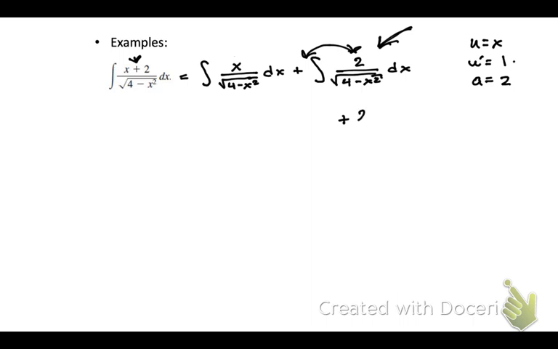So we're going to have 2. Why do we have 2 again? Because we split them up. Well, yes, but the 1 needed to be a 2, so you multiply by 2. Oh, I thought you meant why we have the number 2. So 2 arc sine of u, which is x, over a, which is 2, plus c. Okay, now we got to deal with that first one.